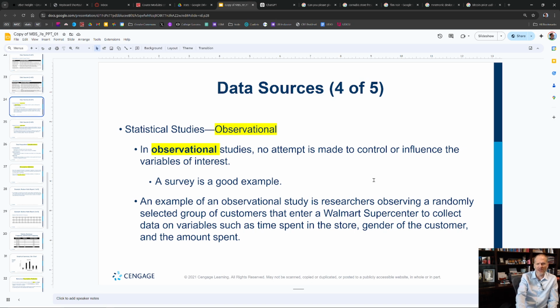No attempt is made to control or influence the variables of interest. So the variable of interest in that case would be how many students are wearing red clothes. A survey might also be a good example. You could just ask people questions. An example of an observational study is researchers observing a randomly selected group of customers that enter Walmart to collect data on variables such as time spent in store, gender of the customer, and the amount spent.